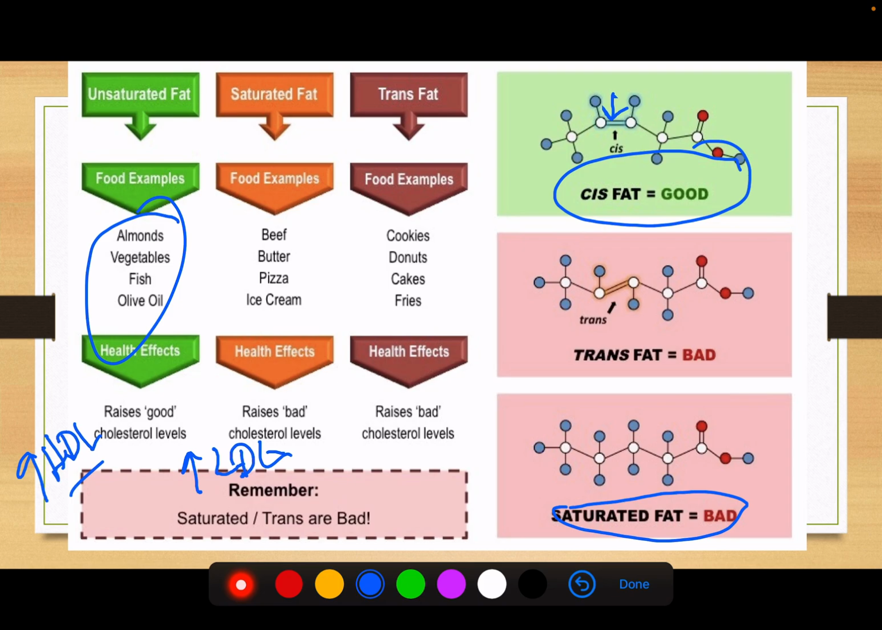Then we have our trans fats. Now, what your trans fats do is they actually decrease your HDLs and increase your LDLs. So your trans fats are like a double whammy. They're really bad because they lower your good fats and they increase your bad fats. So that is why we want to stay away from trans fats. That's the whole trans fat scare that you hear about.